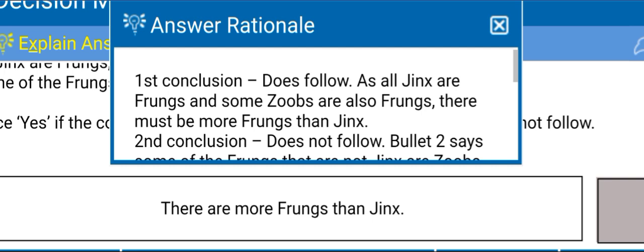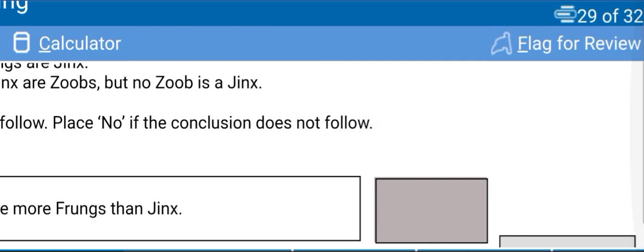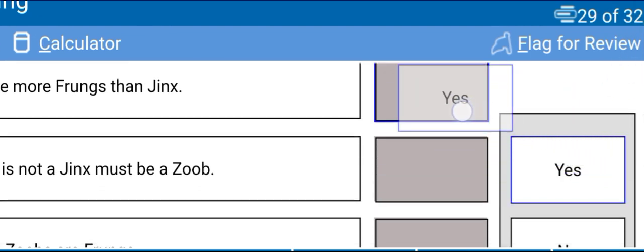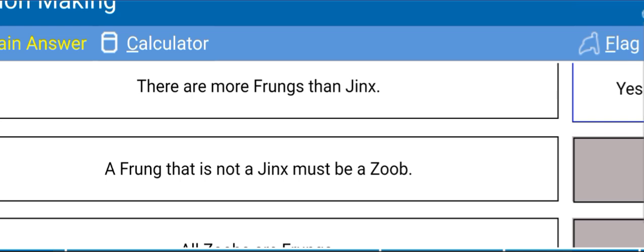The first conclusion says there are more frunks than jinks. It does follow, as all jinks are frunks and some zoobs are also frunks. There must be more frunks than jinks. So this is the reason, which explains that the first conclusion does follow the statement of the question. So we will drag a yes and drop it here in front of the first conclusion.